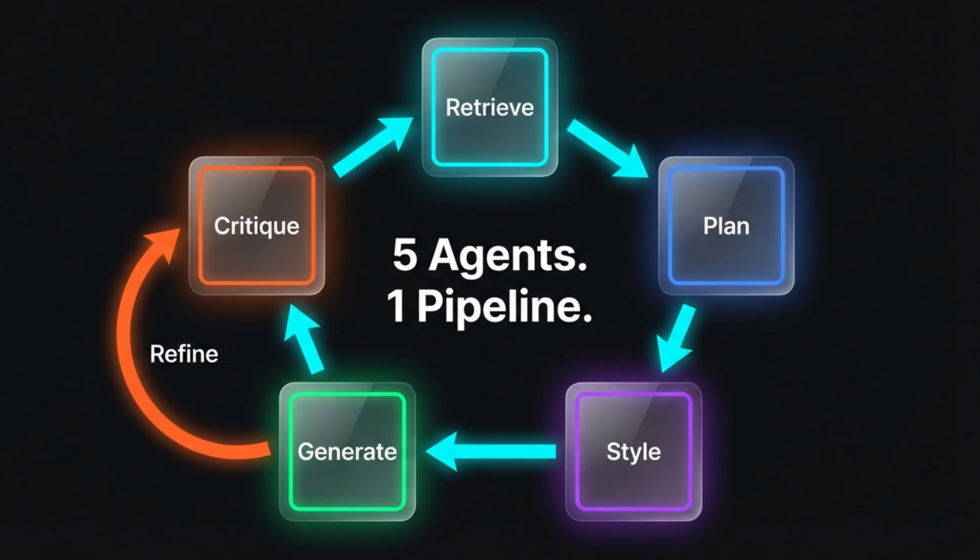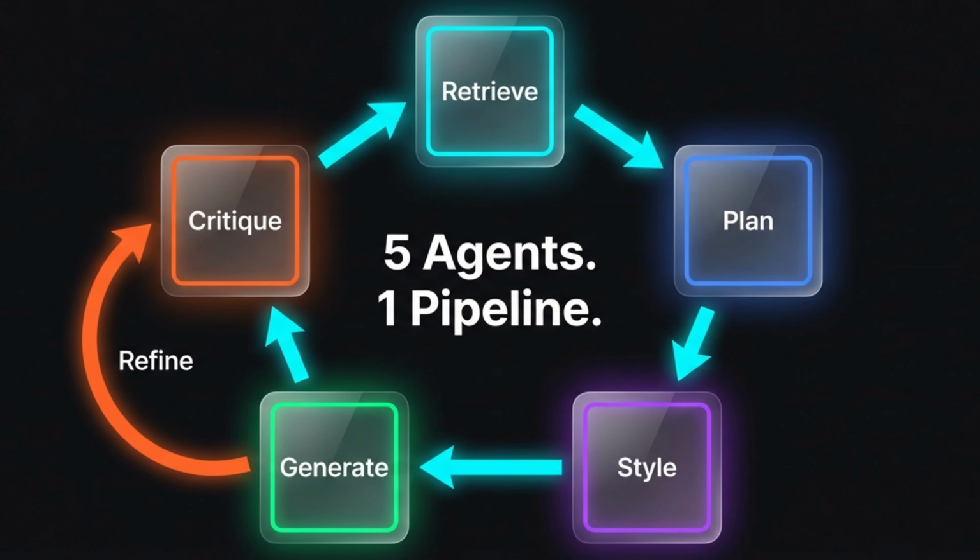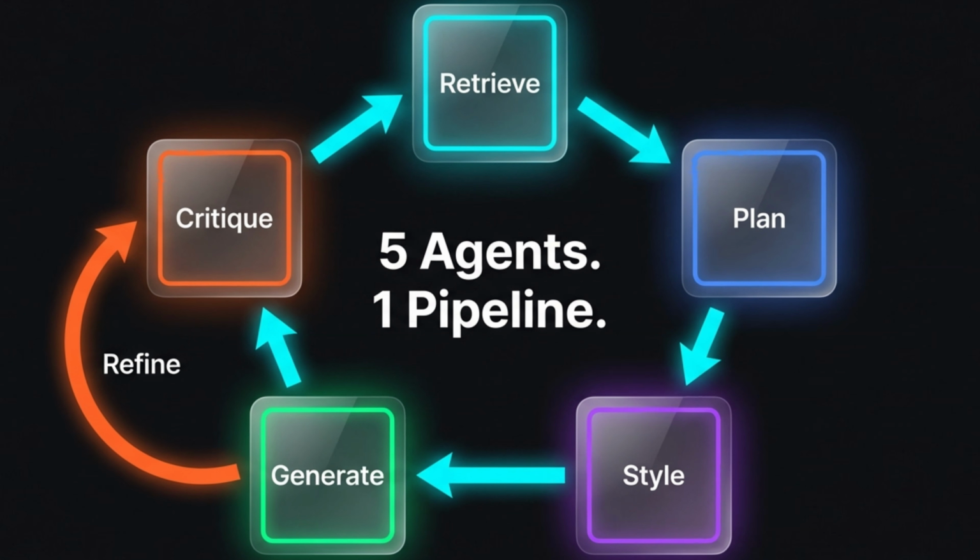So why should you care about this? Number one, this is agentic AI at its best. 5 specialized agents collaborating on a creative task with self-critique and iteration. This is the pattern that's going to define how we build AI systems in 2026 and beyond.